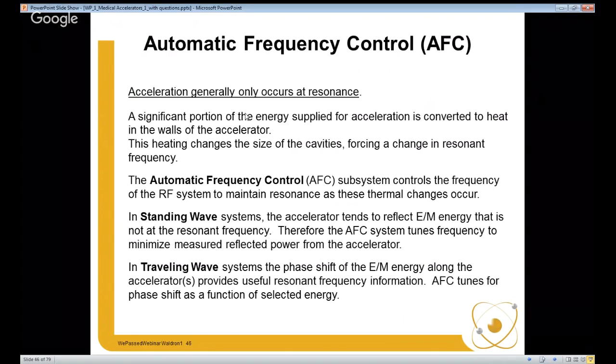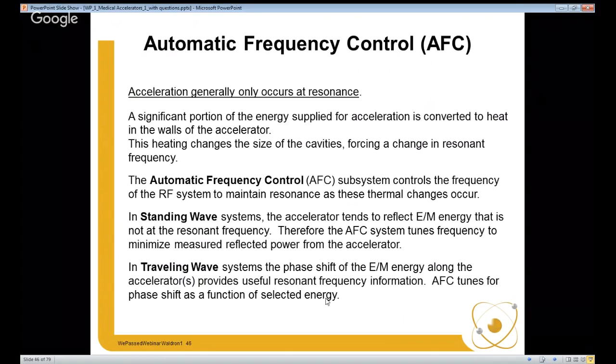We said that. We've also said that a significant portion of the energy being used for acceleration is converted to heat. So in a standing wave accelerator, the accelerator itself tends to reflect lots of energy if it's not at resonance. Therefore, we can have the AFC system simply monitor the amount of reflected power from the accelerator and then tune frequency until that is minimized. That is, in fact, how AFC works on a standing wave system.